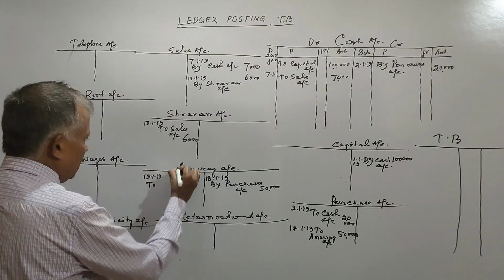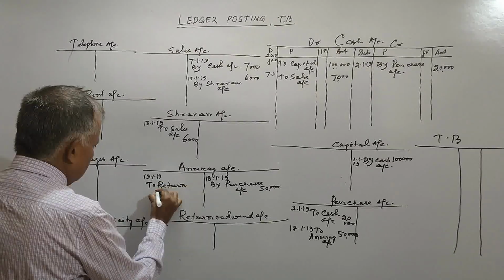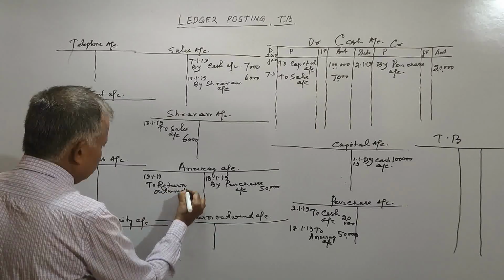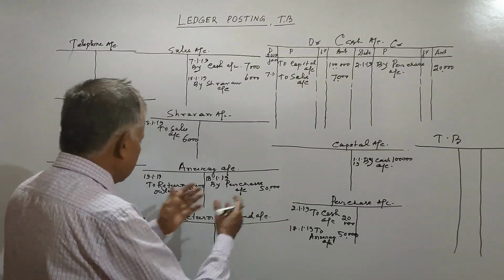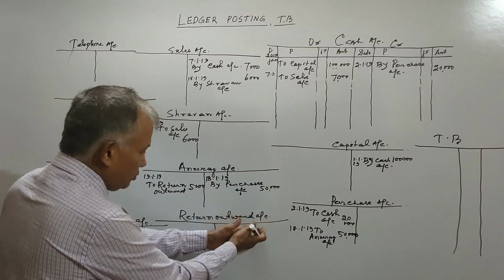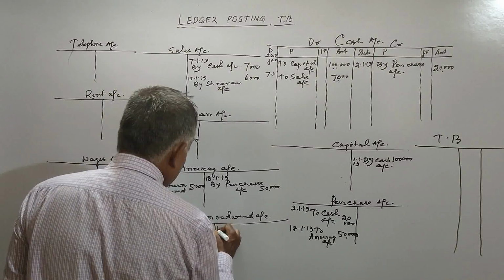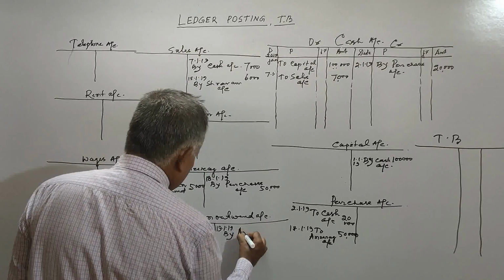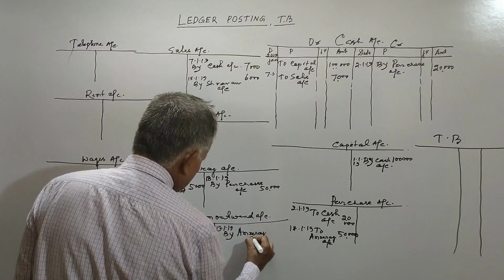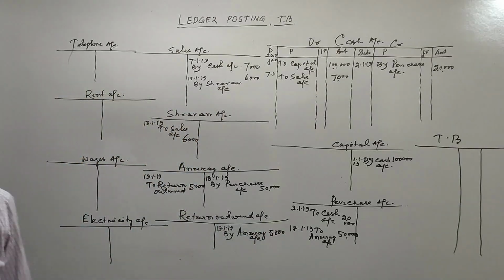This is Anurag account debit to return outward. Return outward 5,000. And in return outward credit, go to the credit side. Write Anurag, the other account. This is 19/1/19. By Anurag account 5,000. Go write the other account.